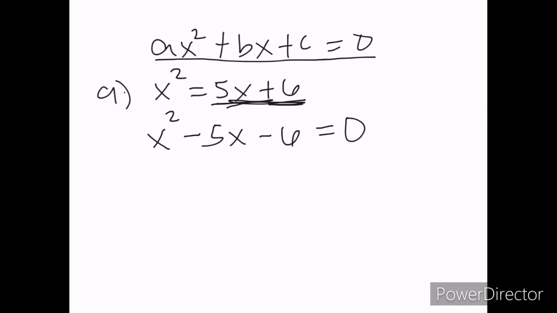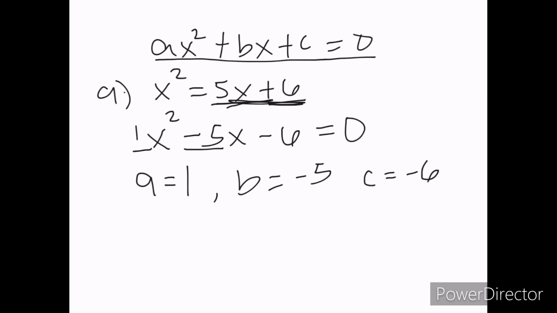Therefore, the standard form of x squared is equal to 5x plus 6 is x squared minus 5x minus 6 is equal to 0, where our a is equal to 1, our b is equal to negative 5, and our c is equal to negative 6. This is our a, this is our b, and this is our c.